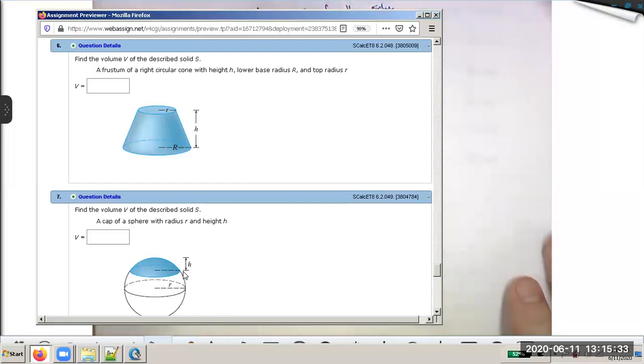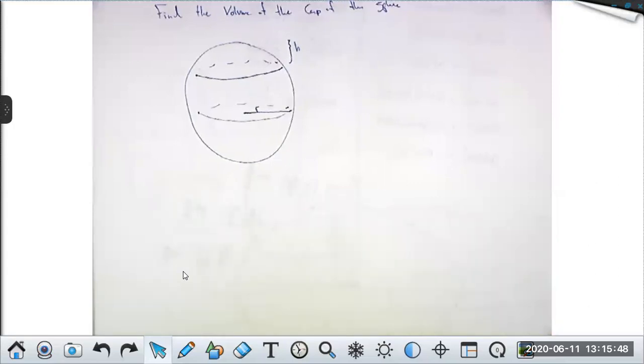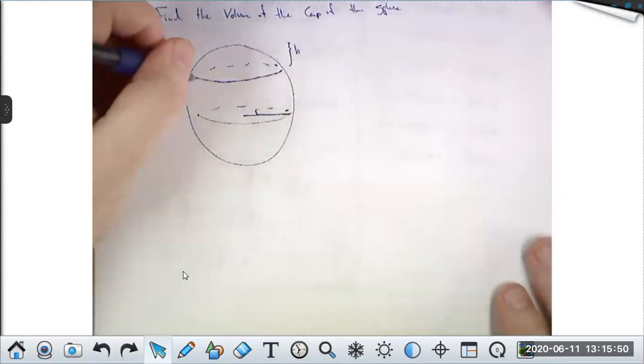The sphere is R, and the height of the cap is H. Here's what we're trying to do, right? Yeah.